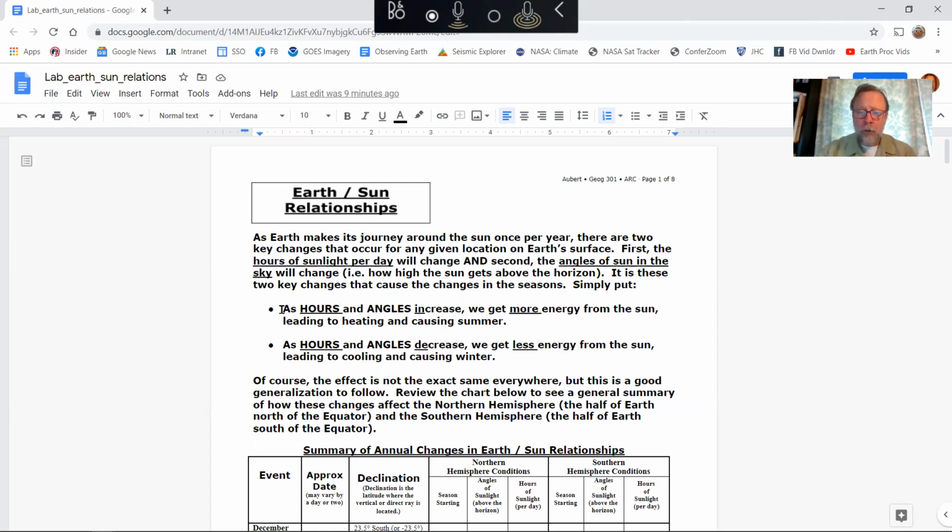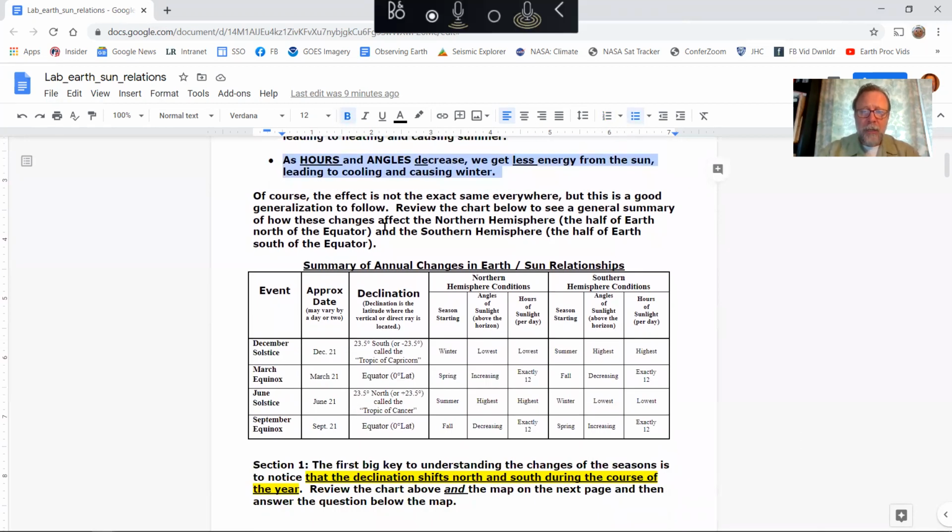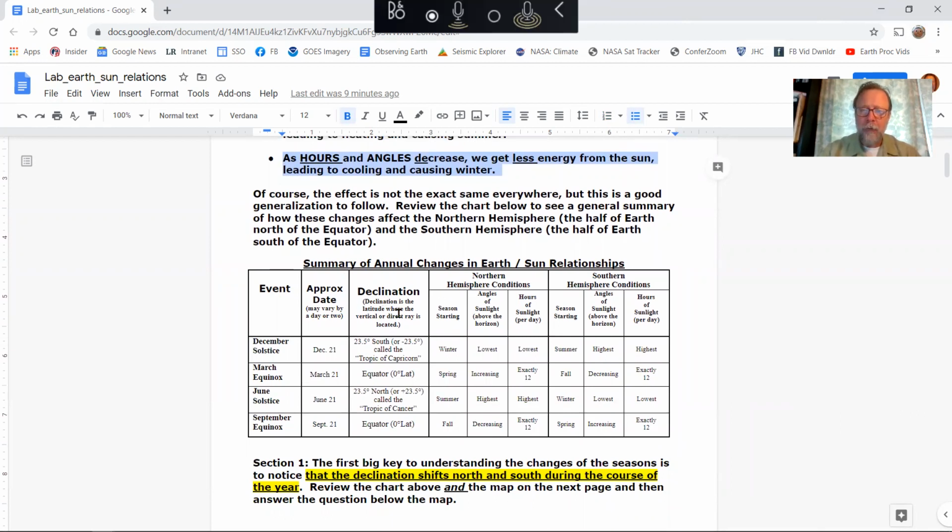So the very short version is, as hours and angles increase, we get more energy. That leads to heating. That causes summer. As hours and angles decrease, we get less energy from the sun. That leads to cooling, and that causes winter. Now, this is probably an oversimplification, but it's a really good oversimplification. So the first thing is, I want you to review this summary chart. This should be stuff that is somewhat familiar from physical geography.